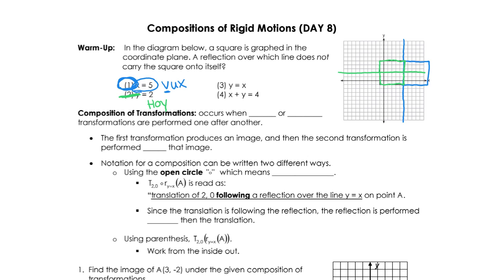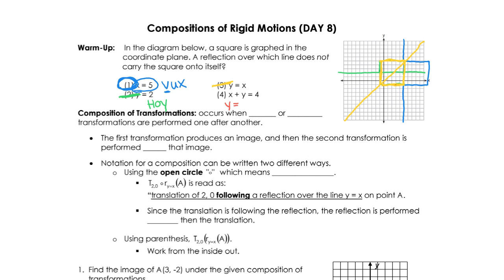Y equals x is that nice diagonal line that cuts through the origin. I think you guys can see here that this part of the square would reflect down here, and this part that's down below the line of y equals x would reflect up, and it would be the same exact square.